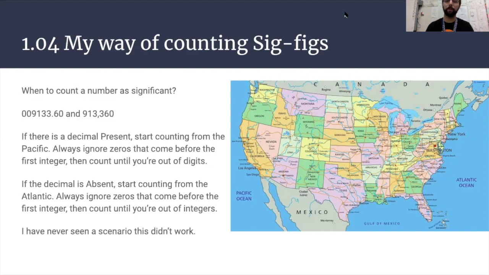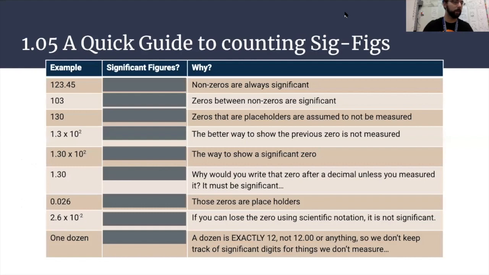But that's how you can always remember how you can count sig-figs, whether there's a decimal present or absent, because it's very different if there is a decimal there. Decimal and non-decimal have different rules. And again, I've never seen a scenario where this didn't work. Now, let's quickly go through these example numbers and see how many sig-figs are in each one. And I listed the reasons why. I didn't hide those from you.